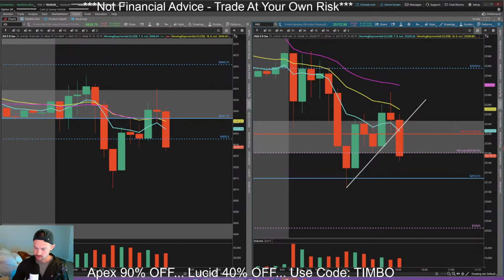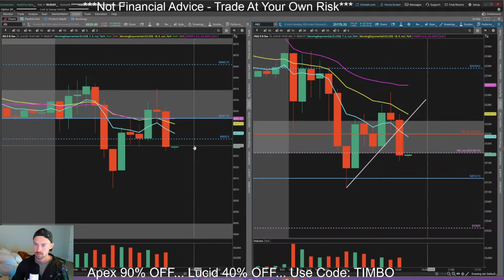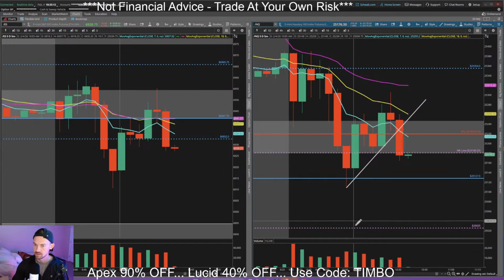I like shorts here again. Just got to try to find an entry. That's the hard part right now with all this volatility. So if we can maybe get like ES to kind of wick up on that 32 level and NQ. All right, let's see if we can get a little wick up on ES. Kind of reject that level. Looks like it might just drop.